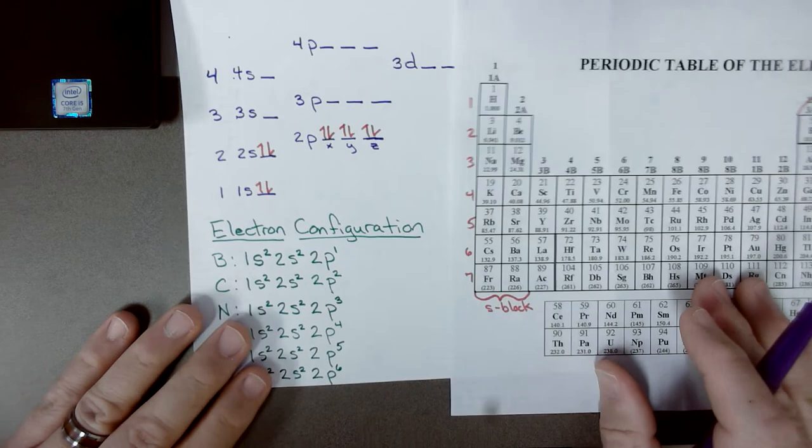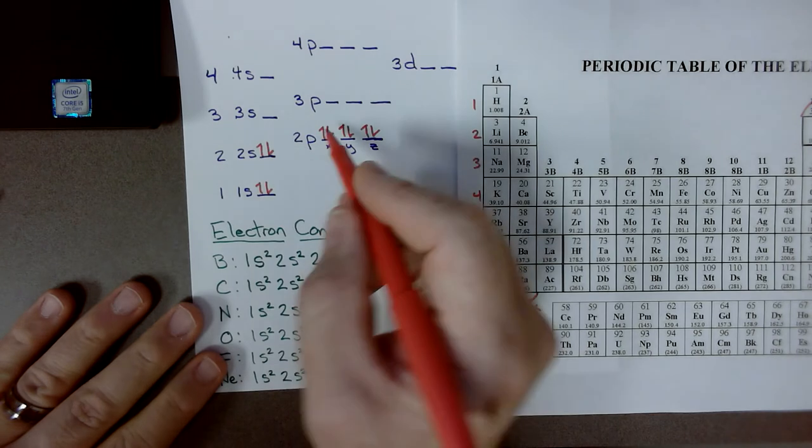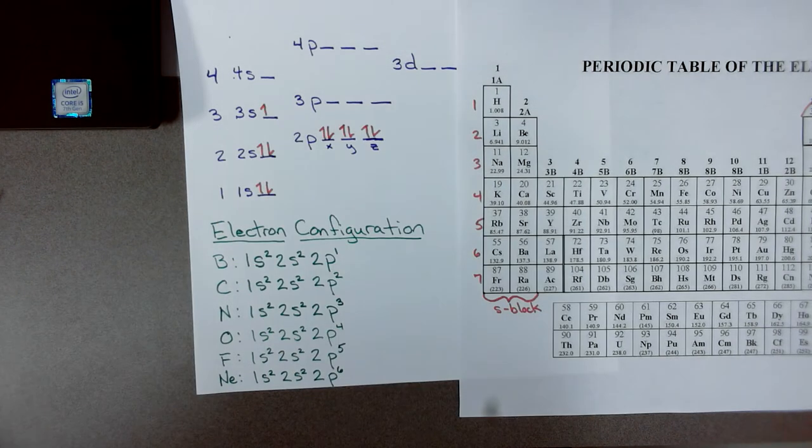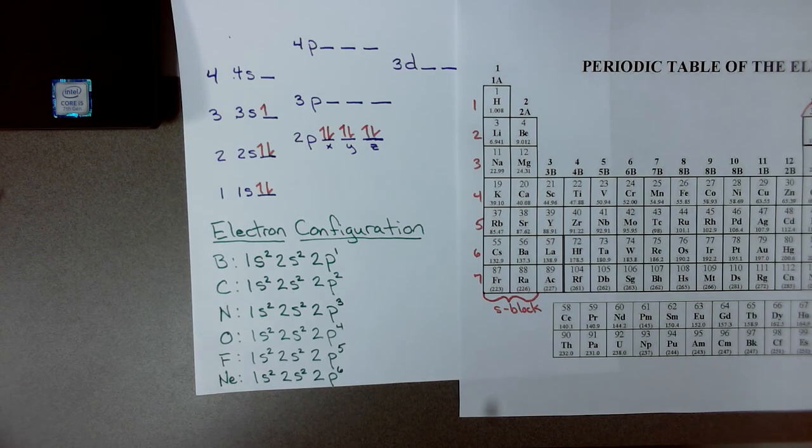So here we go again. I've got 2, 4, 6, 8, 10. This would be the 11th electron, and it goes in the S block first, or in the S orbital first. Now, let's talk about how I can make it a little bit easier.